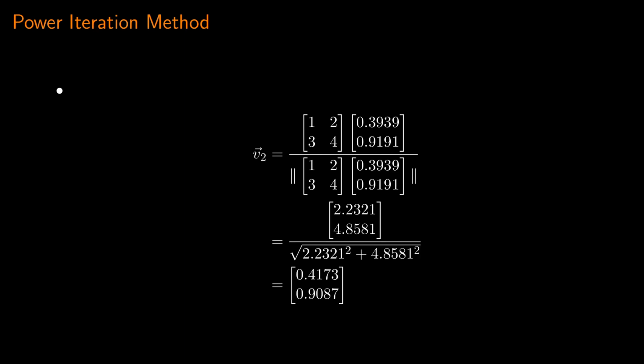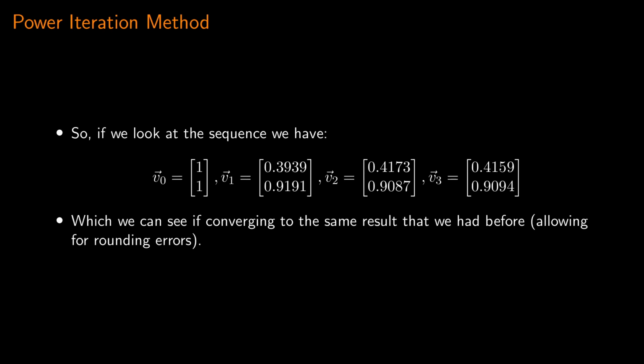Then we simply repeat that process again for v2, as you can see here. Now v2 is 0.4173, 0.9087, and we repeat it again for v3, and now we have 0.4159, 0.9094. So if we look at that sequence, these are the values that we get, starting with v0 at 1, 1, going through to v3 for 0.4159 and 0.9094. Which we can see is converging to the same result that we had before, allowing for rounding errors. Obviously, I've worked these out by hand, so there's some significant rounding errors going on. But if we allow for that, we can see that this process is gradually converging.